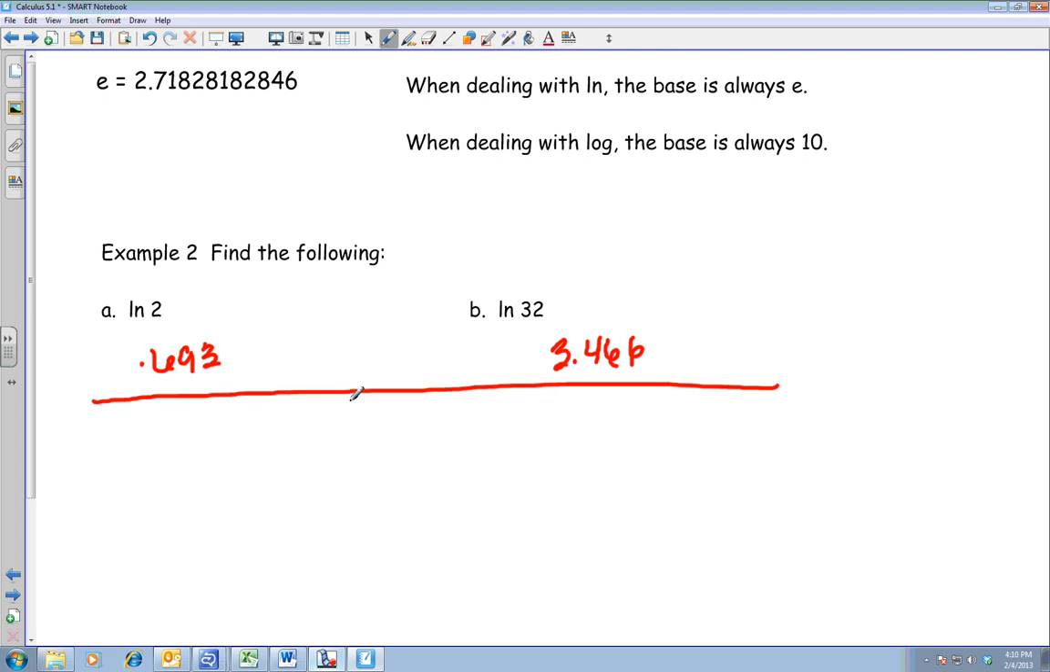What did you just find? What is the natural log of 2? We know it's a number, but what does it stand for? Remember how our base is e for natural log? That means e to the 0.693 equals 2. That's what we just found. 0.693 is the exponent that goes above the e to give me this number. Same thing with this: e to the 3.466 gives me 32. So that's what we're finding when we're finding the natural log of a number.